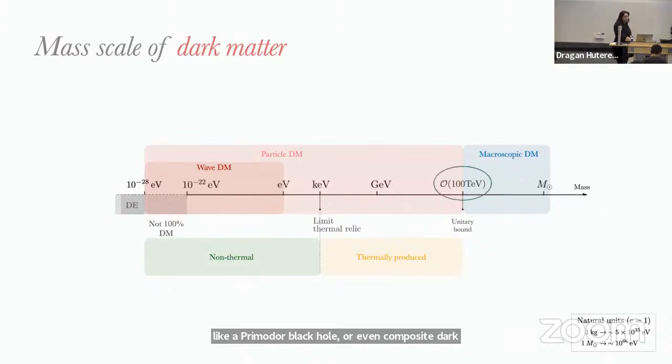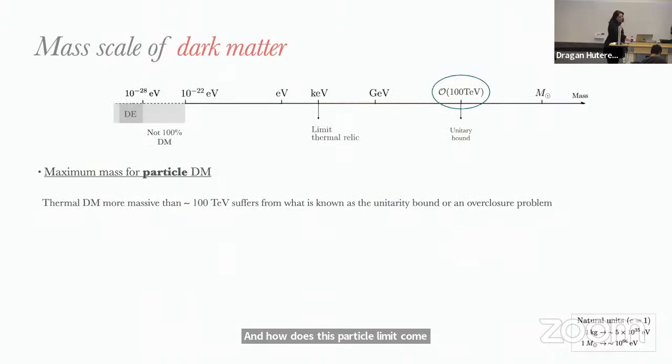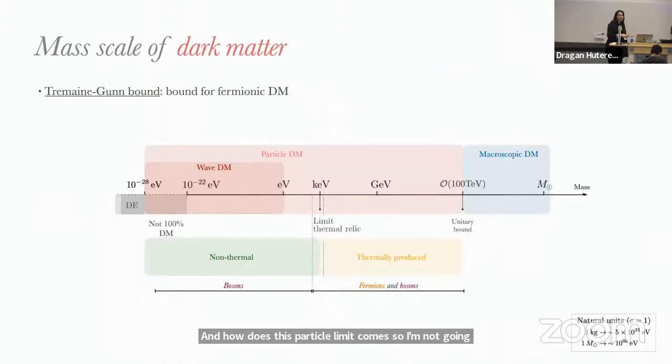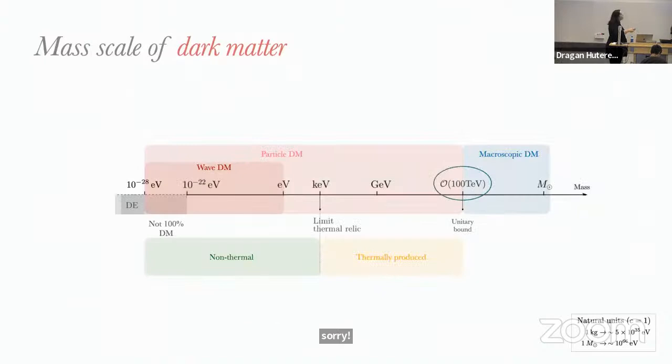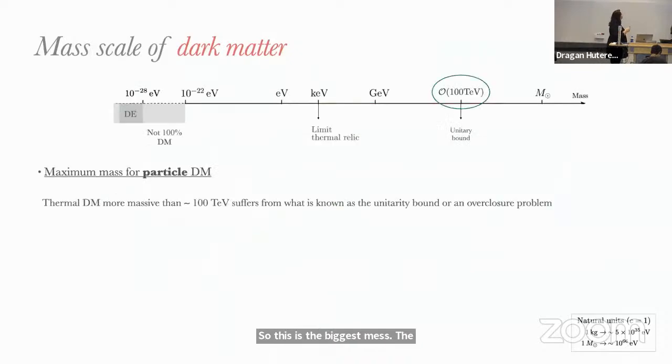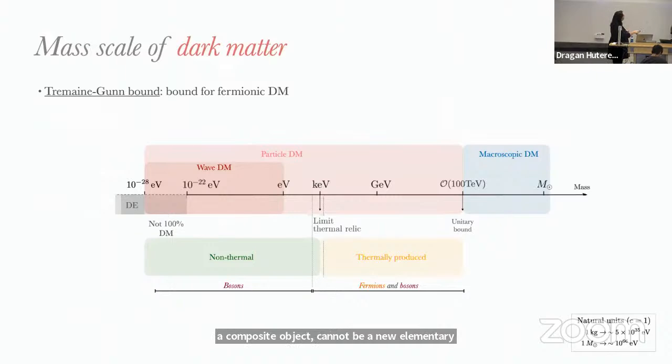And how does this particle limit come about? I'm not going to talk about this upper bound too much. It is called the unitarity bound. Oh, sorry, I'm going in the wrong direction. This is the biggest mass that dark matter can have if it's a particle. It is kind of complicated, but if you have questions, come and ask me. Basically, it says that thermal dark matter more massive than this is not allowed. So it cannot be a particle. From here on, it has to be a composite object. It cannot be a new elementary particle. So this is the upper bound for particle dark matter. But also, what if dark matter is a particle?